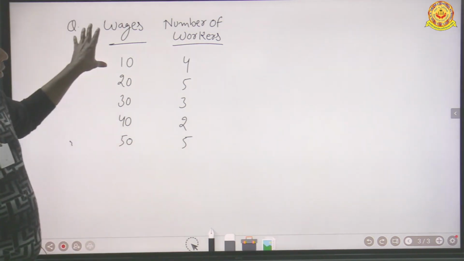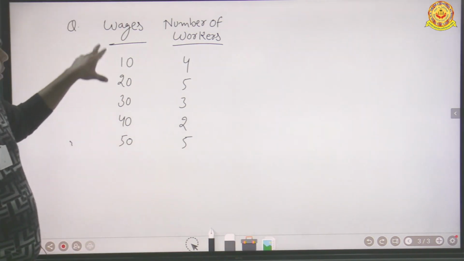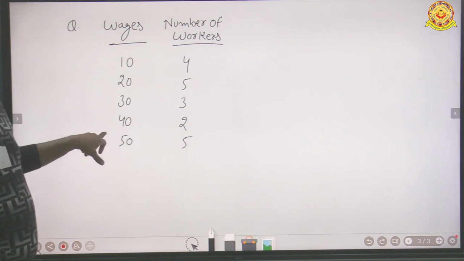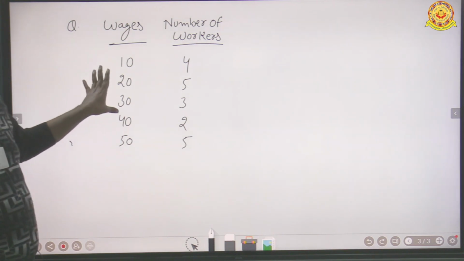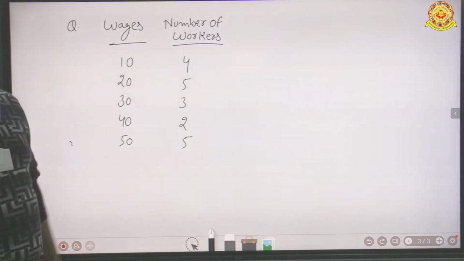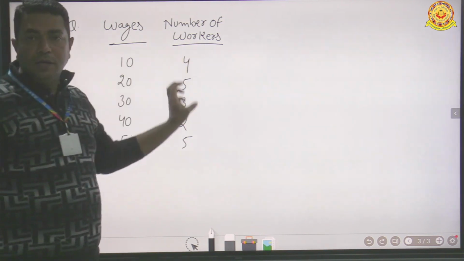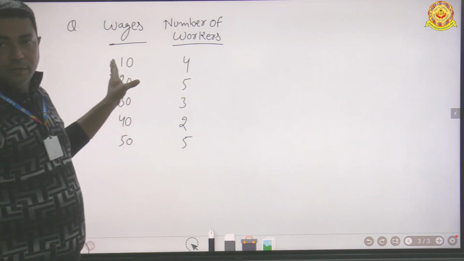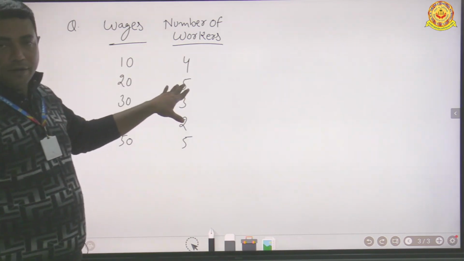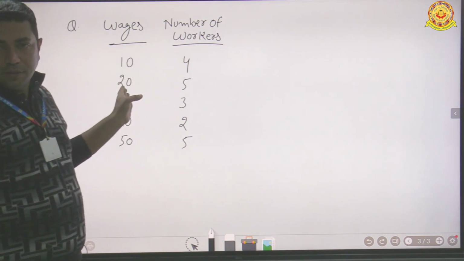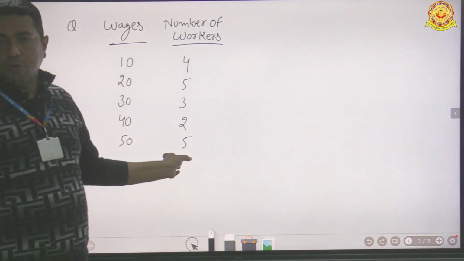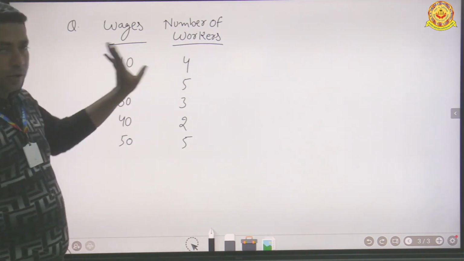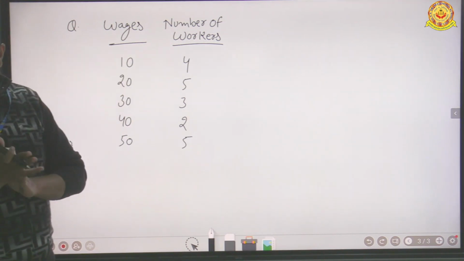Now again, this new question you are given. In this question wages are given in particular, finite numbers. How will you identify whether it is a discrete series or an individual series? It is not an individual series. Data is given in grouped form. There are 4 workers who are getting 10 rupees wages. There are 5 workers who are getting 20 rupees wages. So a group of workers is given to you. This is group data, not individual data. So clearly it is not an individual series.